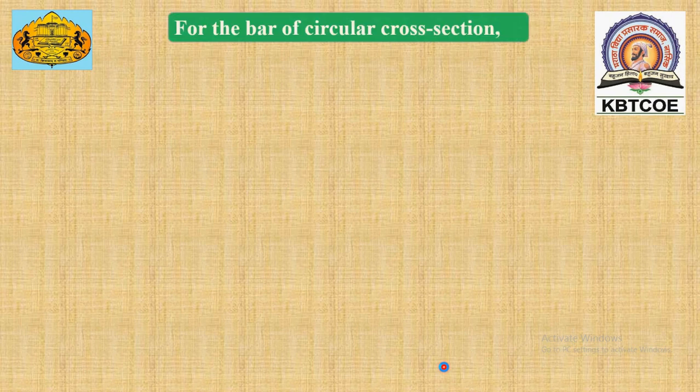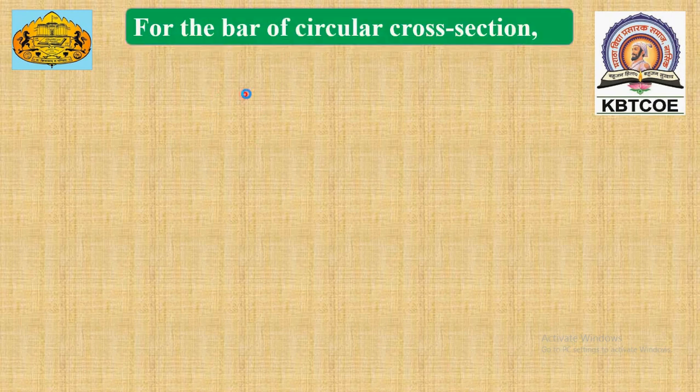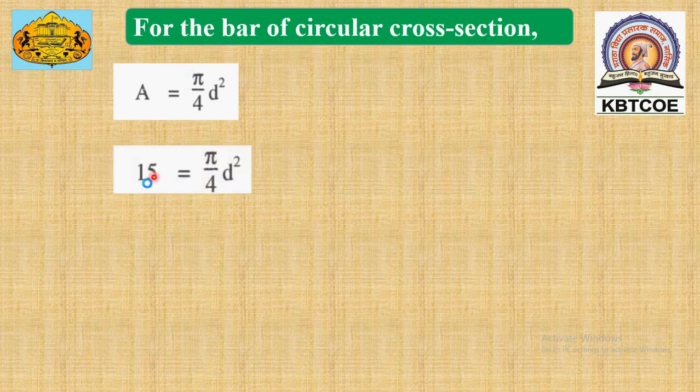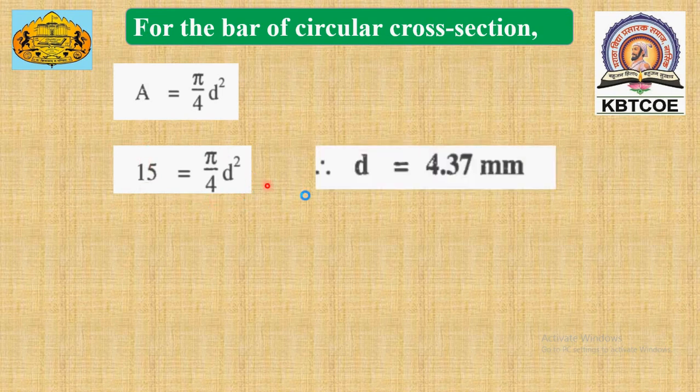Now next step, for the bar of circular cross section, area A is equal to pi by 4 d square. So the cross sectional area is 15, equal to pi by 4 into d square. So d equal to 4.37 mm.